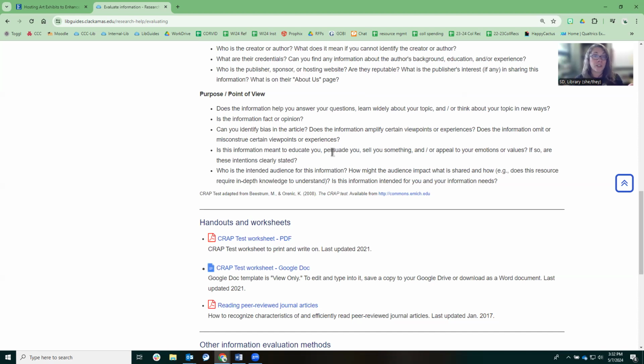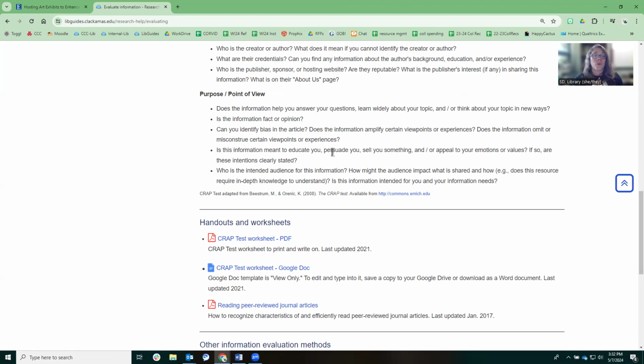Again, persuasion is not good or bad necessarily. It depends on your assignment. But if you can tell that something's trying to persuade you, it might be a little bit biased towards whatever their point of view is. And you may need to make a really good effort of finding another source to balance that out. Again, this is where things get kind of tricky. This is also, to me, the most fun thing about library research and research in general, figuring these pieces out.